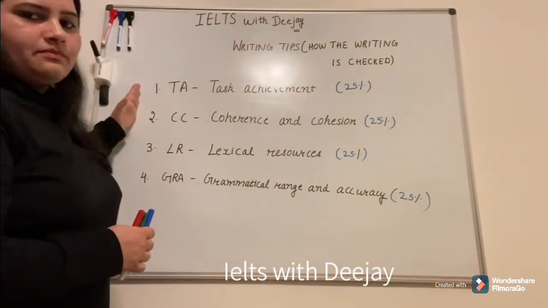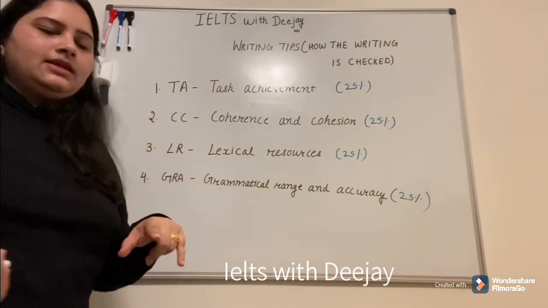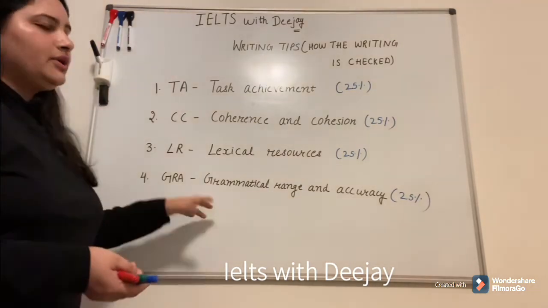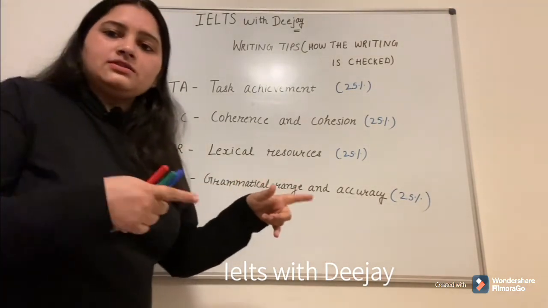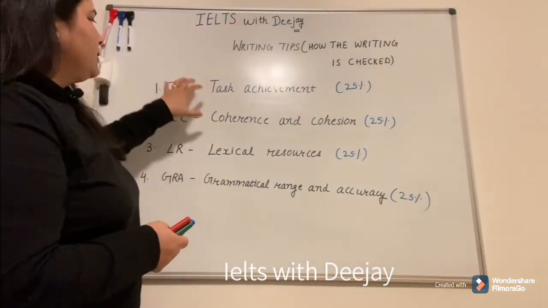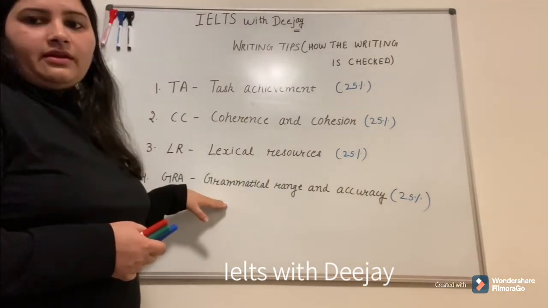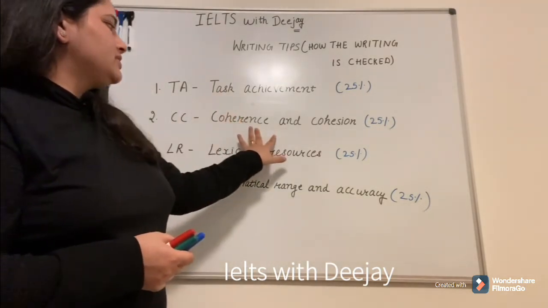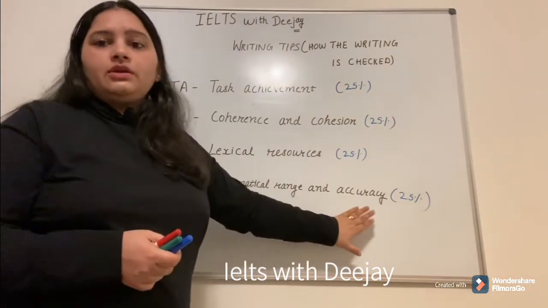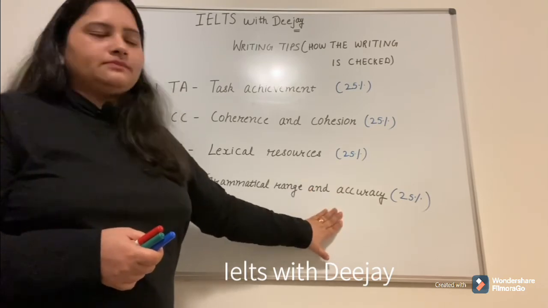And the band descriptors I will connect at the end. You can see them, because these things are explained in them: how you get 6 bands, how you get 7 bands, how you get 8 bands, and how you get 9 bands. So you need to understand how you have to fulfill these criteria: task achievement, coherence and cohesion, lexical resources, and grammatical range and accuracy. You need to do well in these parts to get good bands in your writing.